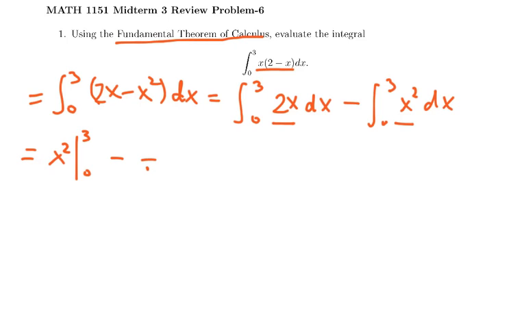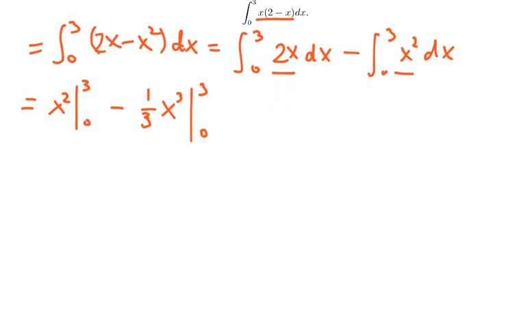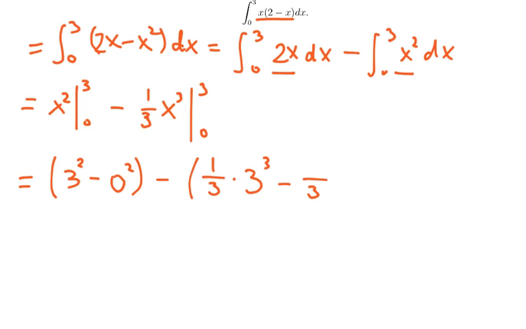equal to 1/3 of x cubed, and then we write the integral limits, which are 0 and 3. And then we're going to evaluate. So firstly we plug in 3 into x squared, and we will have 3 squared minus 0 squared, and then minus 1/3 of 3 cubed minus 1/3 times 0 cubed.